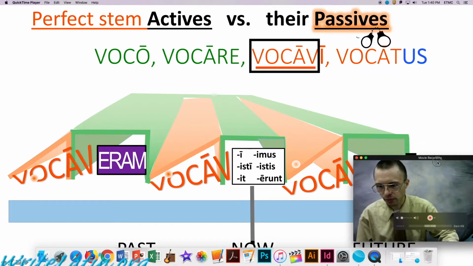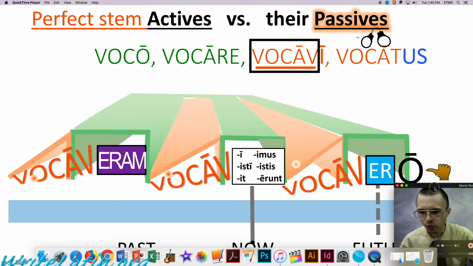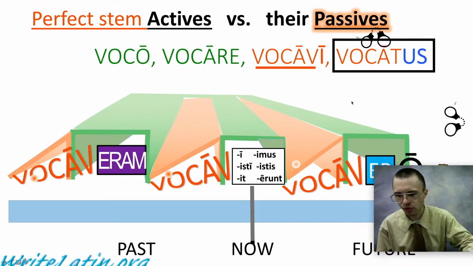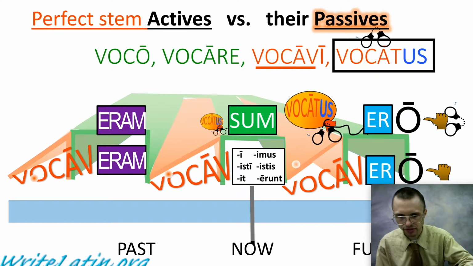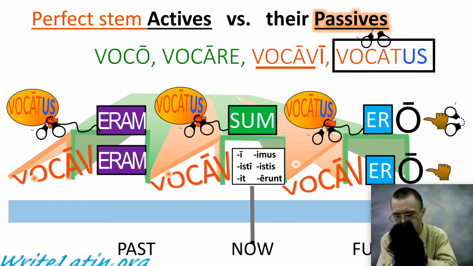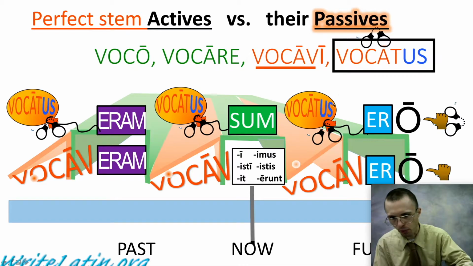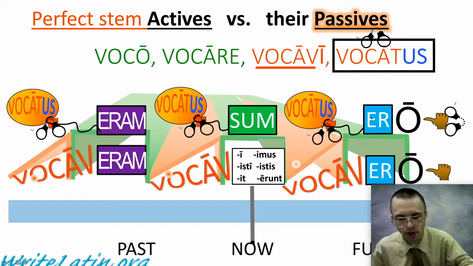All right, so just a brief review again. These perfect stem endings make their active using the third principal part, vocav-, whereas in their passive they use the fourth, and that appears like this in the passive. It's a separate word, so that's why I use a balloon, because there's a separation there between the vocatus and the arrow. It's not like the vocatus is leaning against arrow in the very same word. So vocatus arrow. So that's how you make the passives up there.